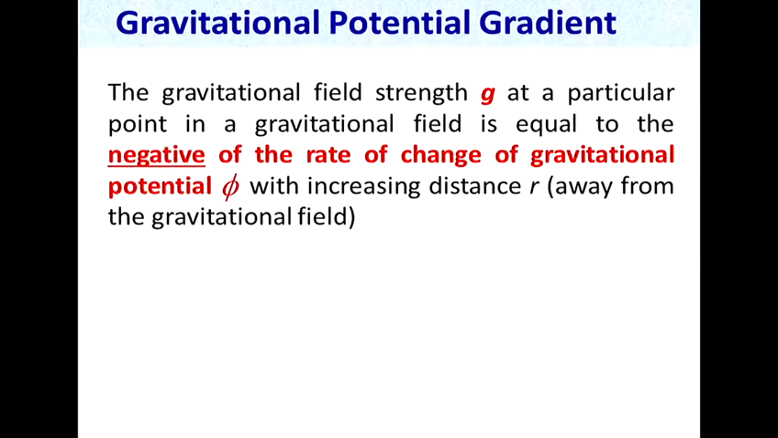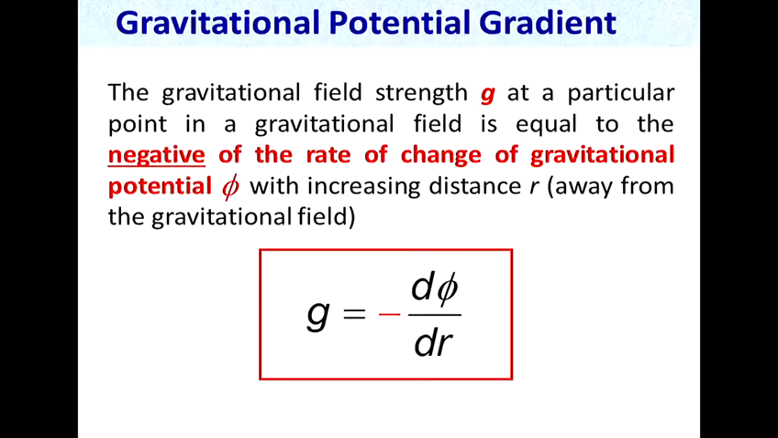The gravitational field strength at a particular point in the G field is equal to the negative of the rate of change of gravitational potential with distance from the source mass. Similarly, if they ask you how gravitational force is related to gravitational potential energy, you can explain it's very similar, just that g is replaced by F, and potential is replaced by potential energy.